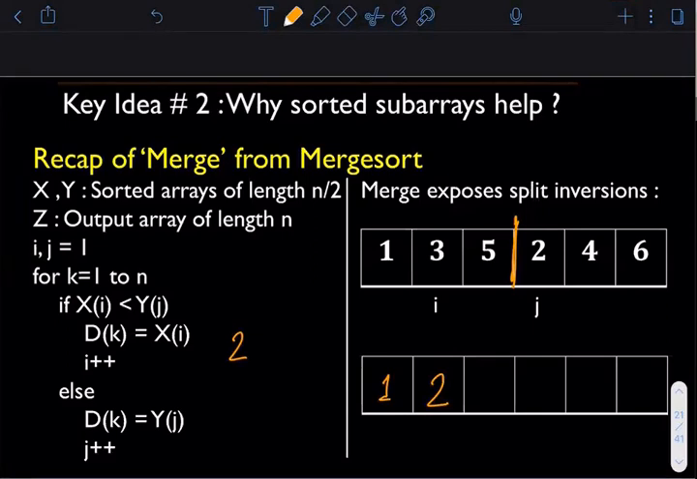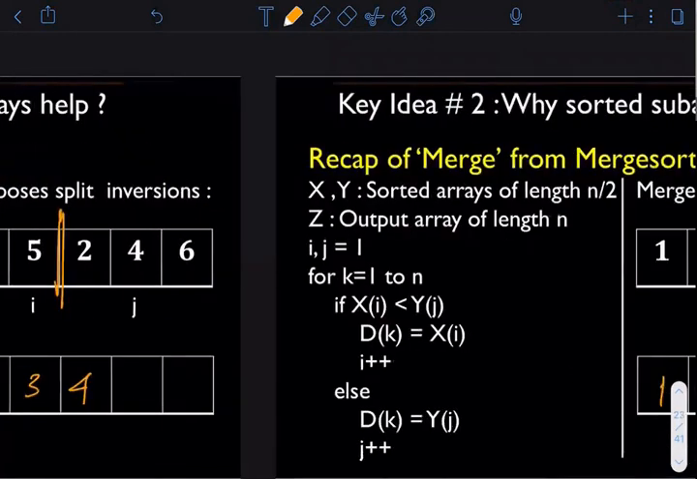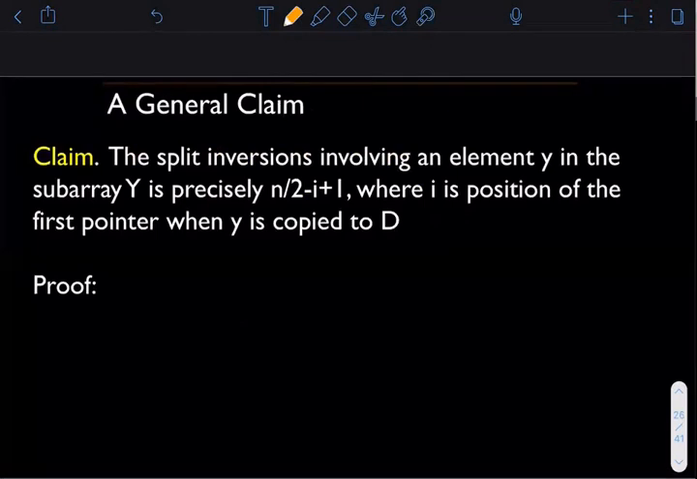Okay, it's very important, right? I'm not saying that I am only counting the inversion between I and J. I'm counting all the inversions that are happening here between 2 and all the remaining elements in the first subarray, right? And this is exactly the general claim that I'm trying to make now.